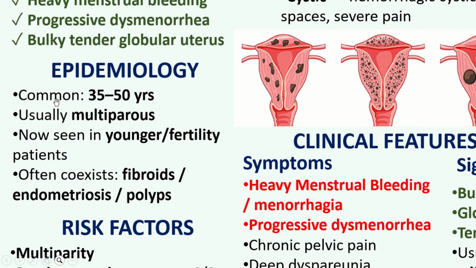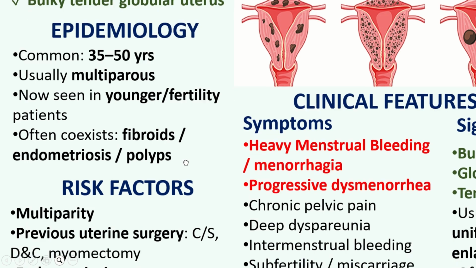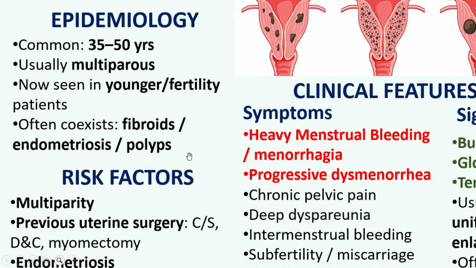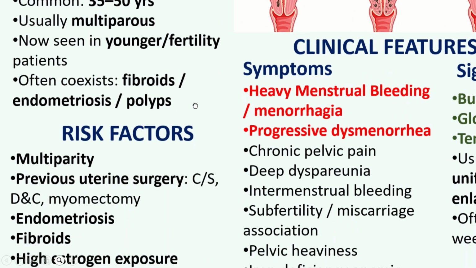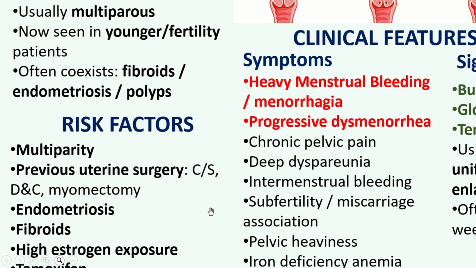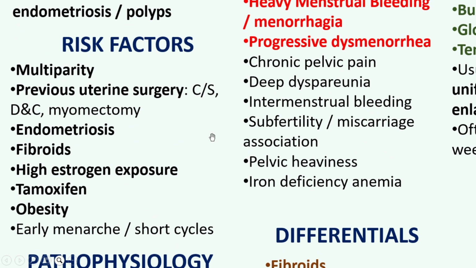So the epidemiology: it's common in 35 to 50-year-old women, and it is usually in multiparous women. Nowadays, it is usually seen in younger or infertility patients, and it often coexists with fibroids, endometriosis, and polyps. Now in the next video, we're going to look at fibroids, and we shall look at the different aspects of the condition, and you will realize that fibroids have a very similar presentation to adenomyosis in terms of the bleeding and the uterine increase in size, and we are going to look at how we can differentiate it from adenomyosis.